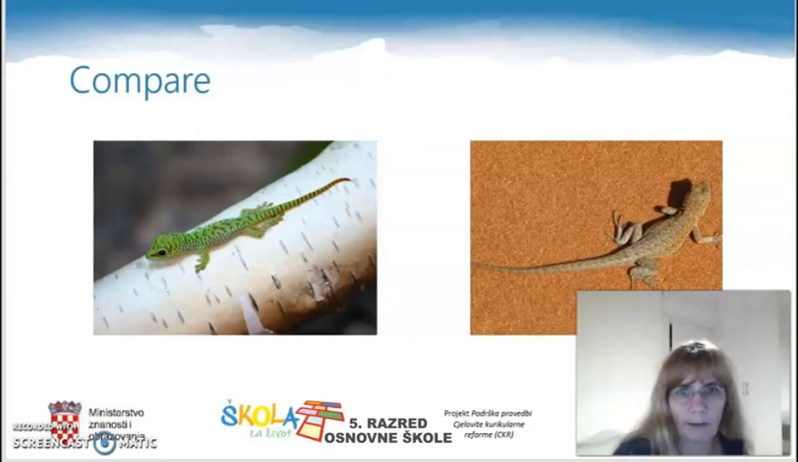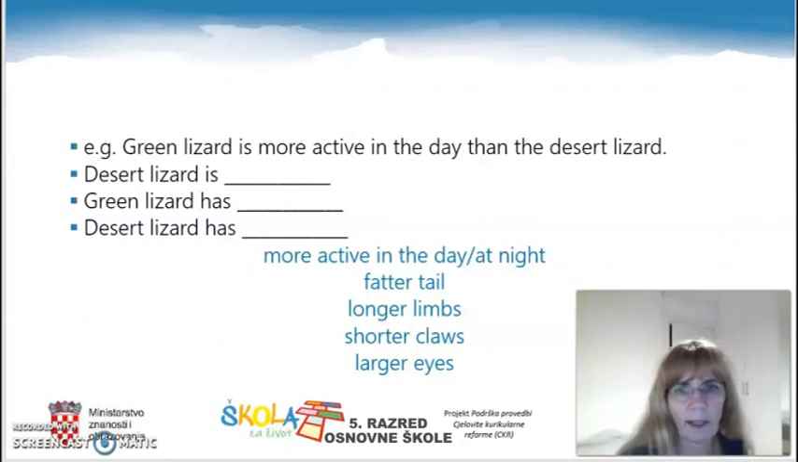And now let's compare the two lizards, the green lizard that lives in Croatia and the desert lizard that lives in a very dry and very hot habitat. So this slide will help you to compare the two lizards. Write 4 sentences in your notebooks, and here is an example sentence. Green lizard is more active in the day than the desert lizard. And now compare them and use the adjectives in blue. So compare the lizards and write about who has got fatter tail, longer limbs, shorter claws, and larger eyes.